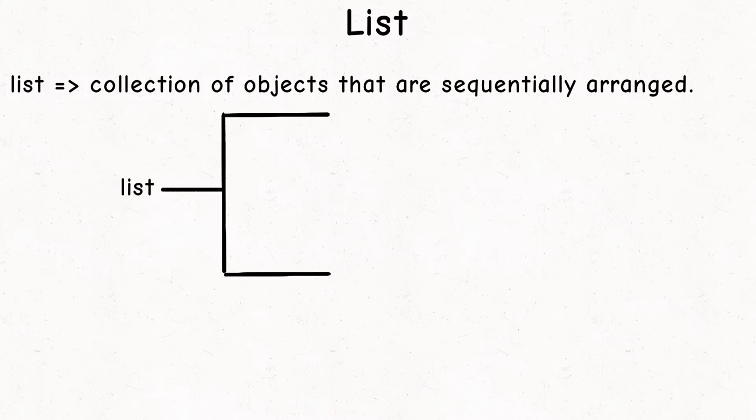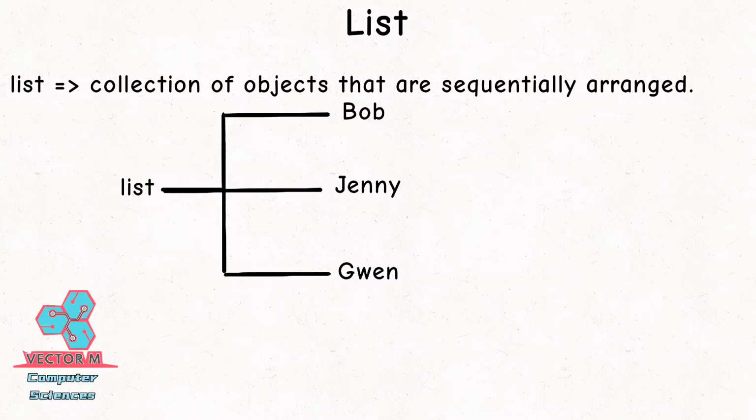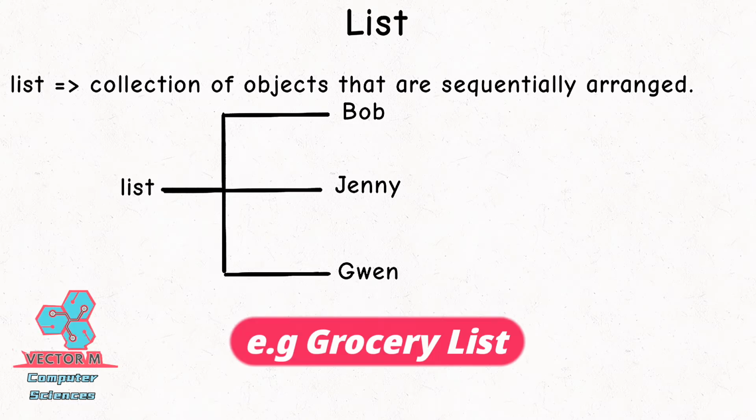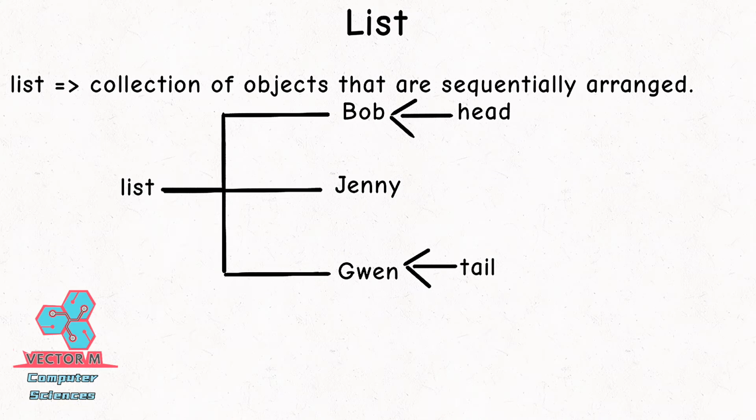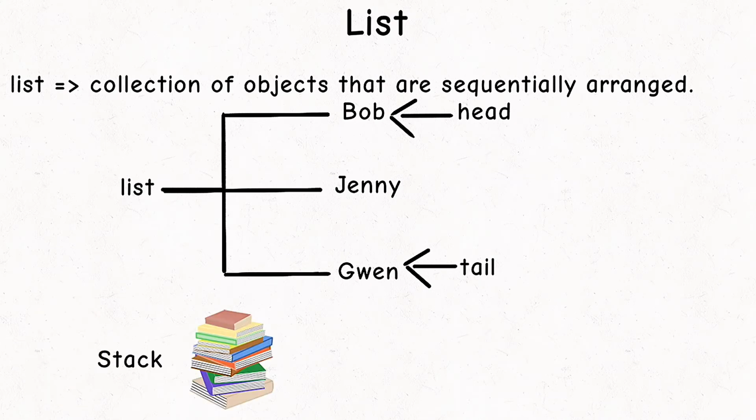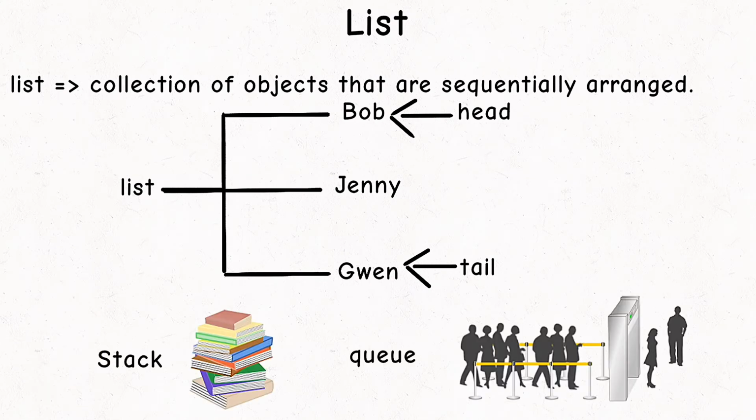A list is a collection of data entries that are sequentially arranged. A popular example of a list being a grocery list or a class list. The start of the list is called the head, and the end of the list is called the tail. Stacks and queues are just lists where restrictions are placed on how the elements can be modified.